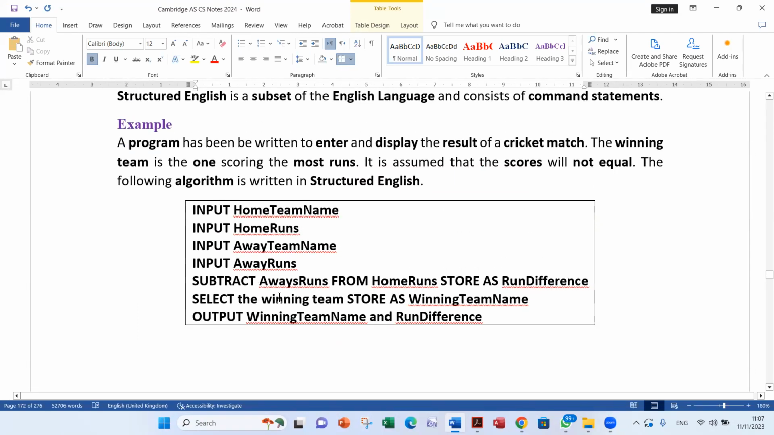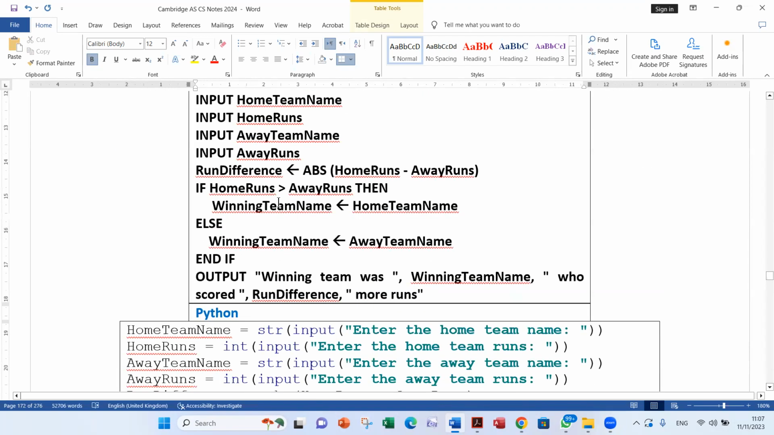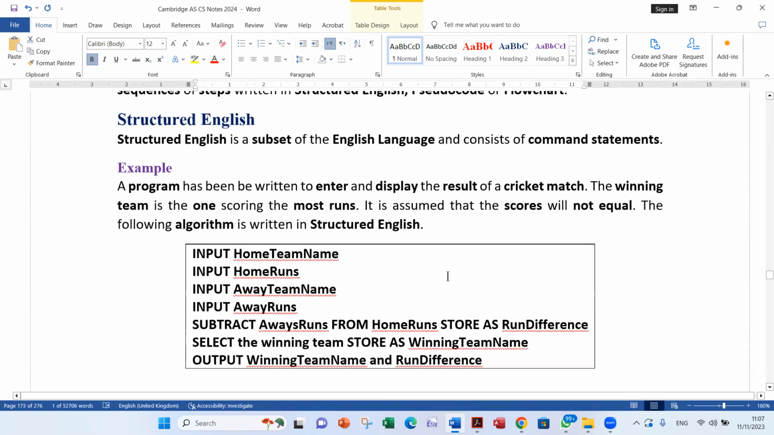Select the winning team. So how are you going to program this? Select the winning team. Maybe it's going to be an if. If home runs is greater than away runs, then winning team name will be the home team name. Else, the winning team name will be the away team name. So select the winning team, store as winning team name. Output winning team name and run difference. So your program will output the name of the winner and the difference between the two scores.